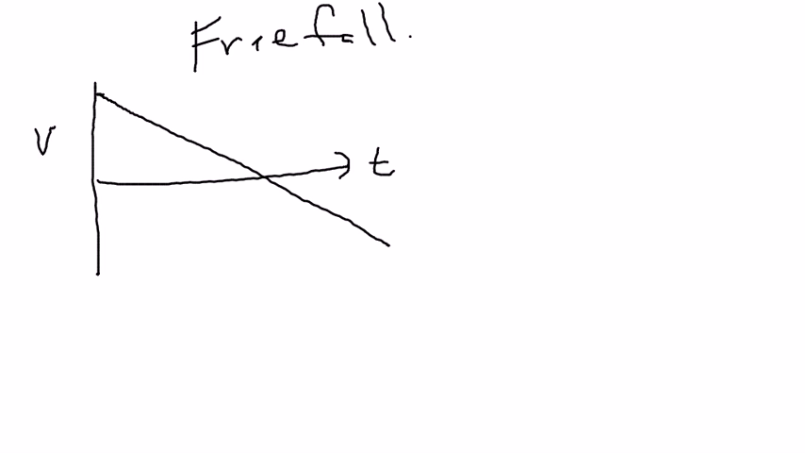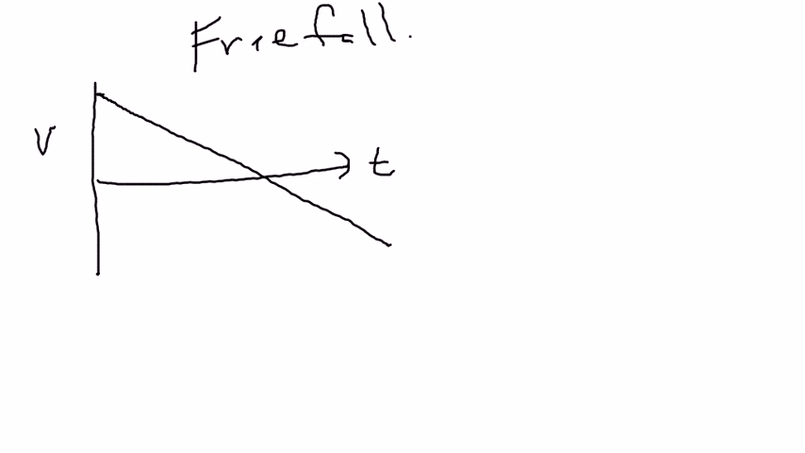We're going to look at free fall. Specifically, we're going to look at the velocity versus time graph for a ball that is tossed up in the air. And we're going to draw the velocity versus time graph. It looks like this. And let's just talk about what that equation looks like.